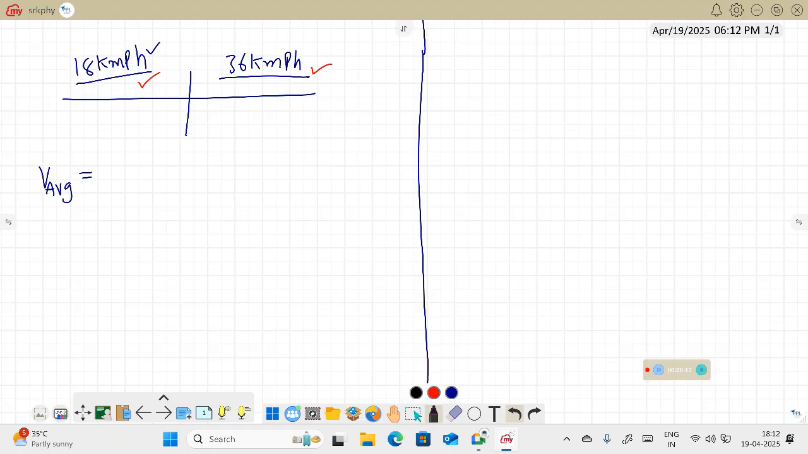First one, this is speed V1. What is the speed V1? 18 km per hour. If you are converting that into meter per second, what do we have to multiply? 5 by 18. Simply 18 gets cancelled, that is equal to 5 meter per second. Similarly, V2, the speed of the second part, is 36 km per hour. You can convert into meter per second by multiplying with 5 by 18. How many times? 2 times, that is equal to 10 meter per second.